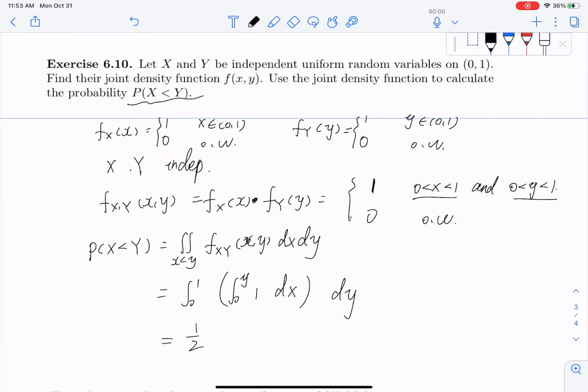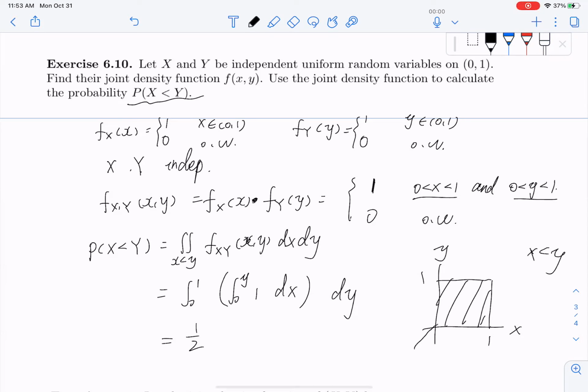Actually, for this question, because X and Y are independent, if you can draw this thing, this area is the area where X is between 0 and 1 and Y is between 0 and 1. And we have non-zero density functions in this area. If we want X less than Y, we can see this line is Y equal to X.